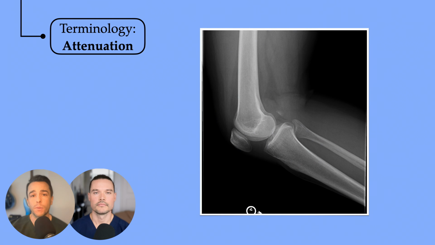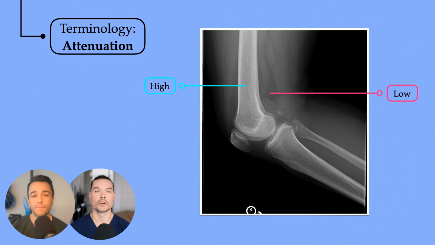So first up, terminology, we have attenuation. What attenuation is basically how dense a tissue is. The more dense a tissue is, the more radiation it absorbs. Therefore, it is a higher attenuated structure, such as bone. We have a bone here highlighted with high attenuation or high density. And then we have soft tissue, which is going to be low attenuation because it's absorbing less radiation.